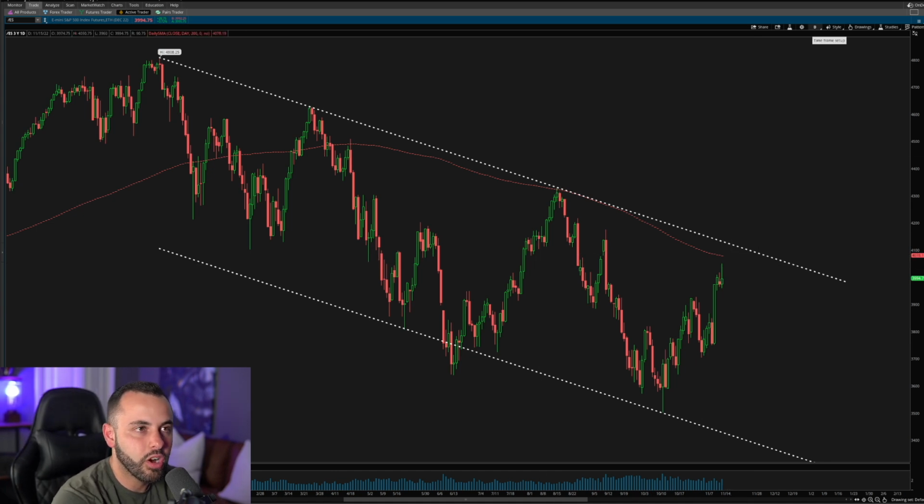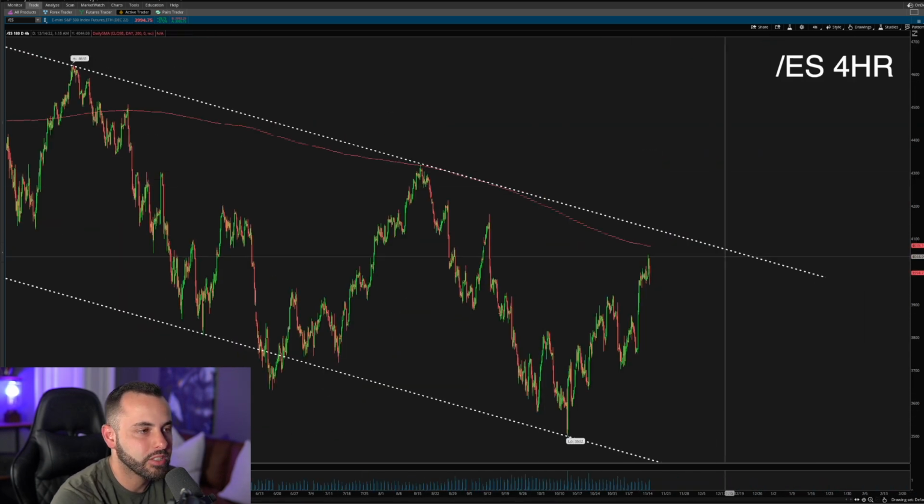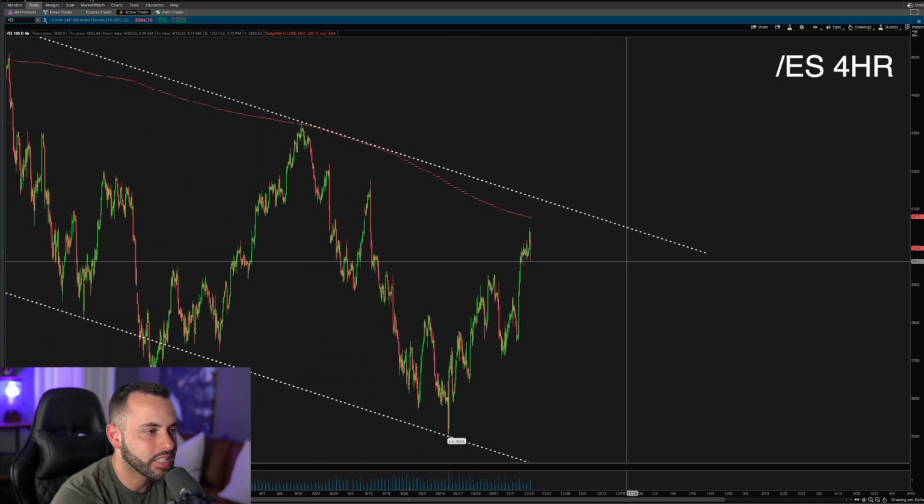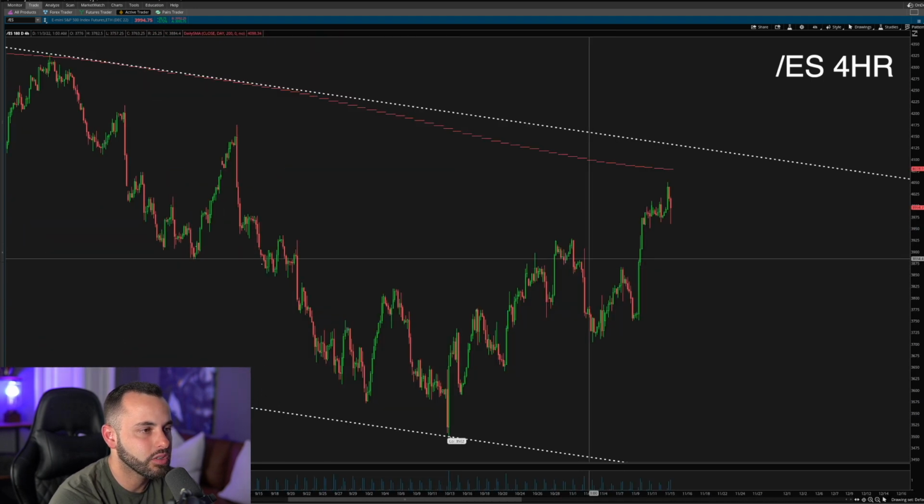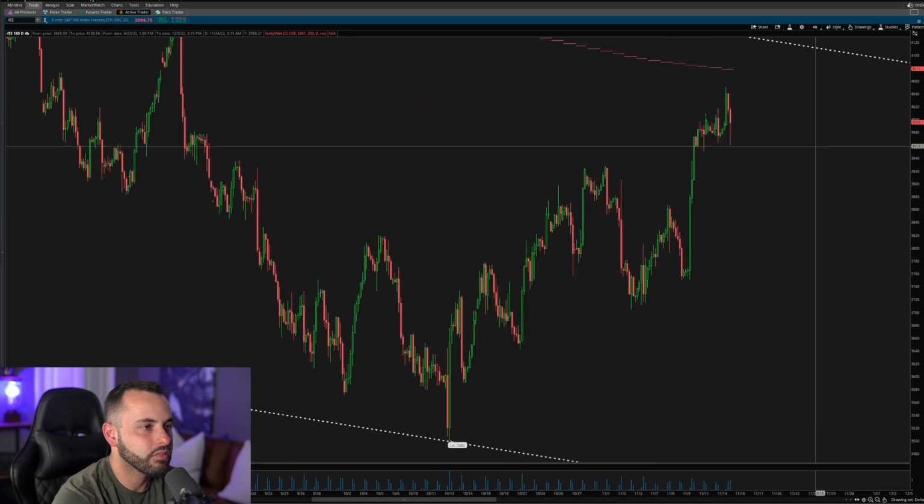So now that we have that longer term analysis, I want to go ahead and jump into the 4-hour chart and look at this over the last few weeks and show you guys what has happened here over the last few weeks and what we need to be paying attention to. So the first thing that I want to show you guys here is the last 2 to 3 weeks on the S&P 500. This is the 4-hour chart.